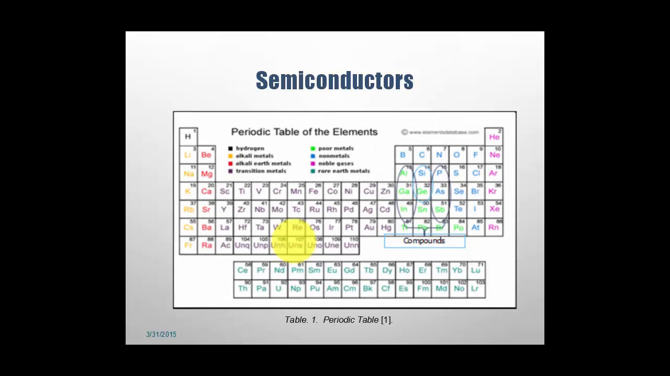The periodic table. In the periodic table, our focus is on groups 3, 4 and 5. As we know, group 3 is also known as trivalent and group 5 as pentavalent. Group 4 is totally semiconductor, but with the help of groups 3, 4 and 5 we can make compound semiconductors.